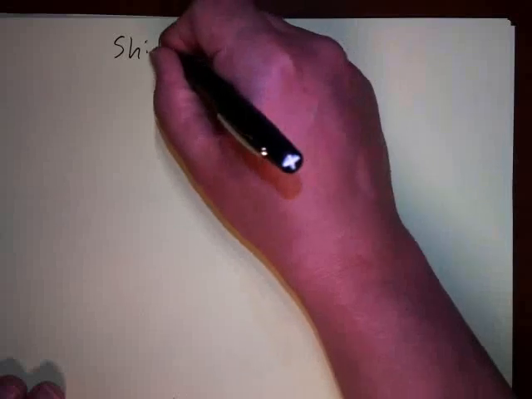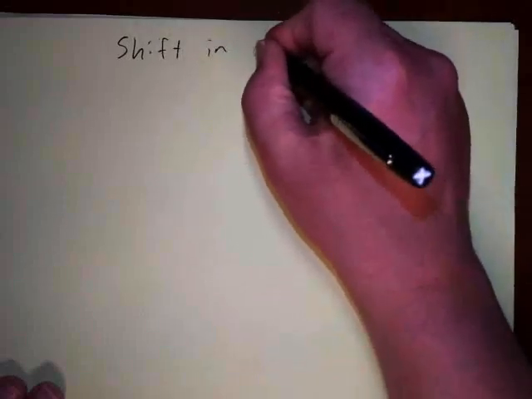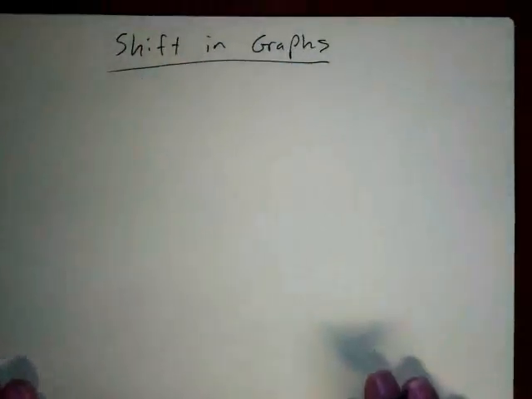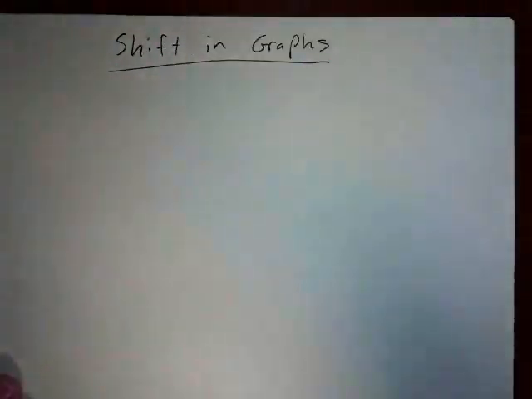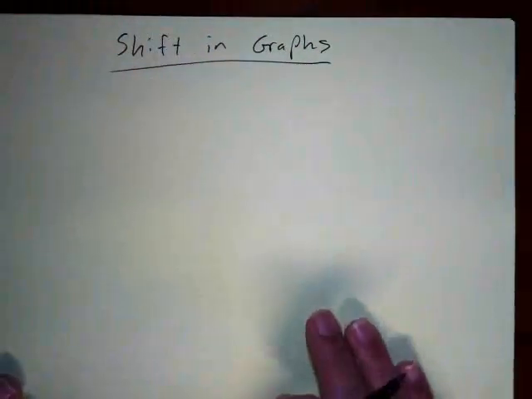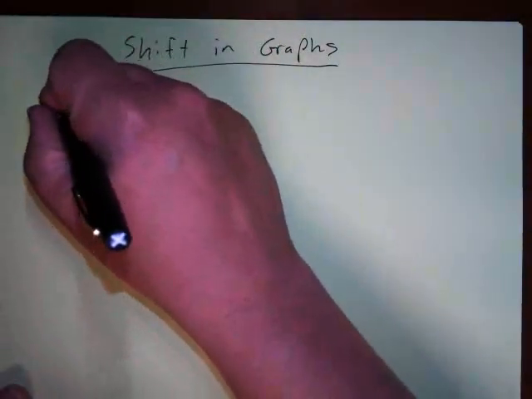So what we're going to look at here, and I'm going to go through this rather quickly because you've probably seen it before, is the shift in graphs. And I've briefly talked about this in some earlier videos. But this is what you do when you want to move the graph around. This is how you can change the function. And I'm going to just show this with examples.